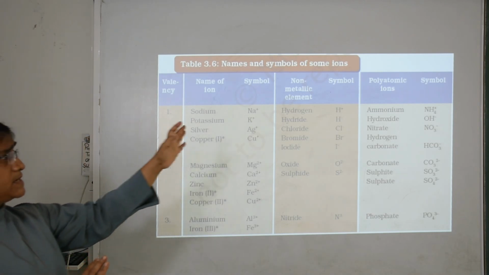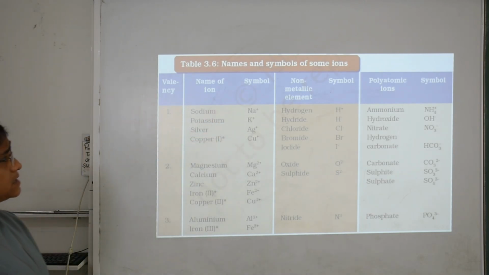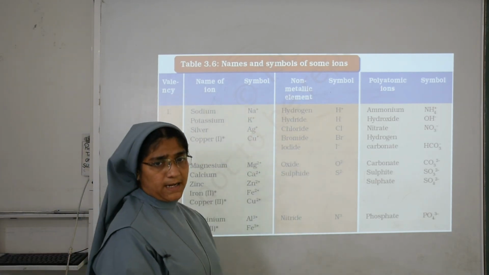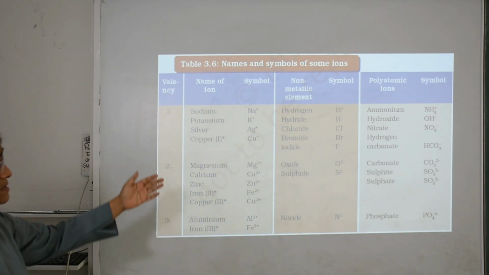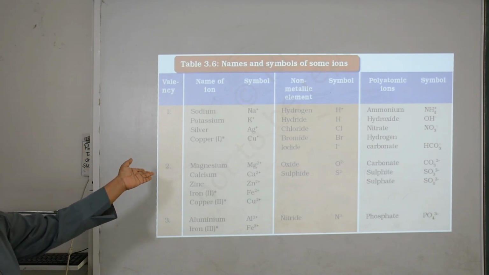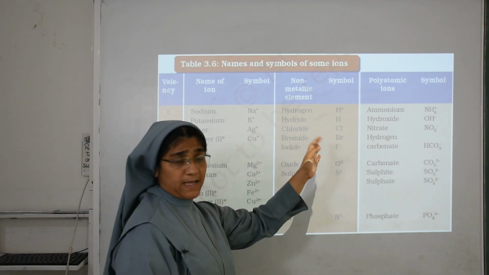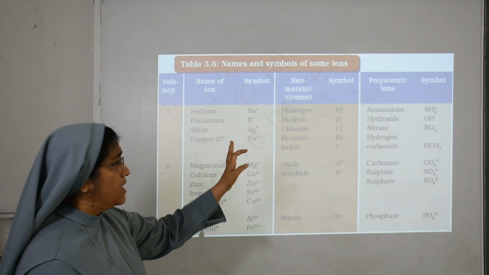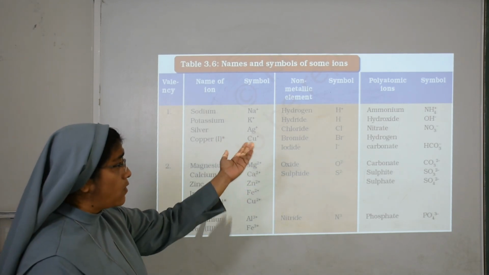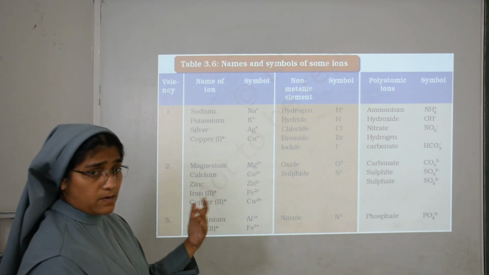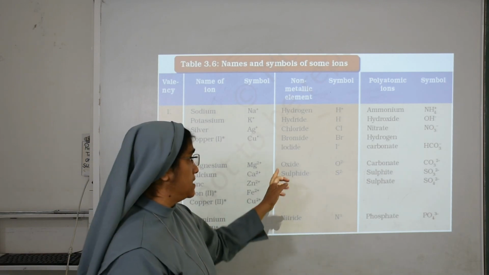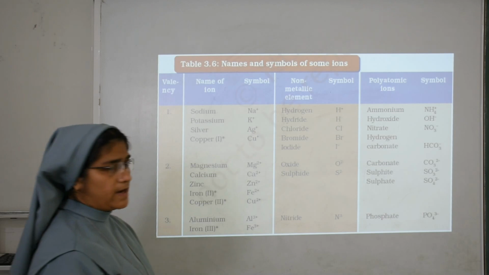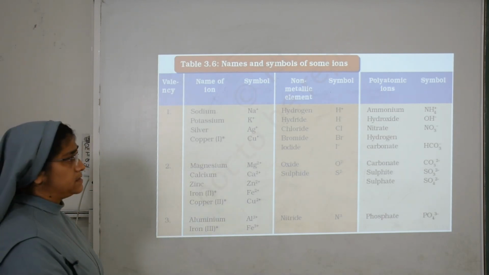So we can see non-metallic elements. These are the metals we can see. So we studied that metals form cations. Then non-metals form anions. We can see hydrogen H plus, and only one, that is hydride H minus. Then chloride Cl minus. Iodide I minus, means they are gaining an electron. Oxide O2 minus, they are gaining 2 electrons. Sulfide gaining 2 electrons. Nitride N3 minus.